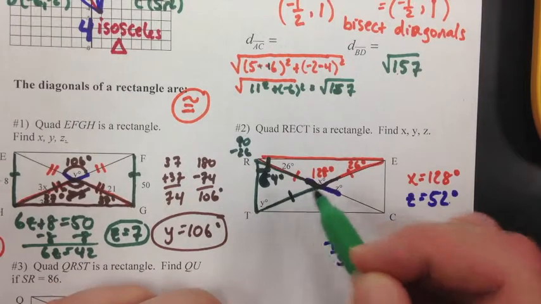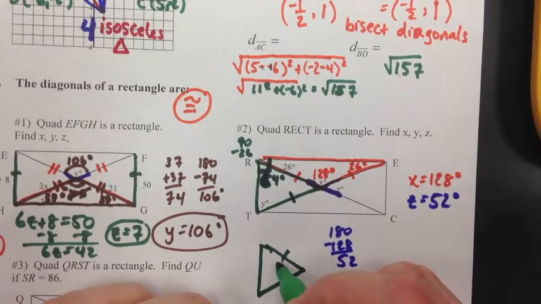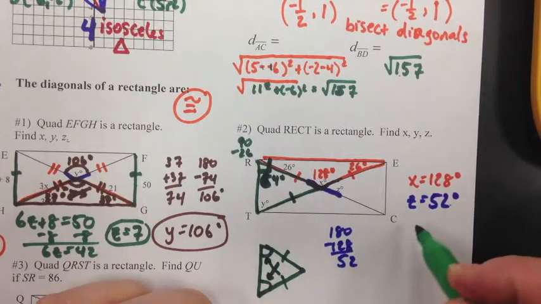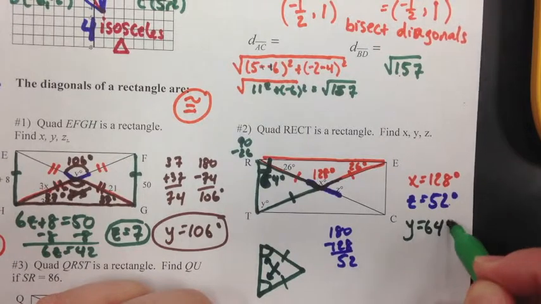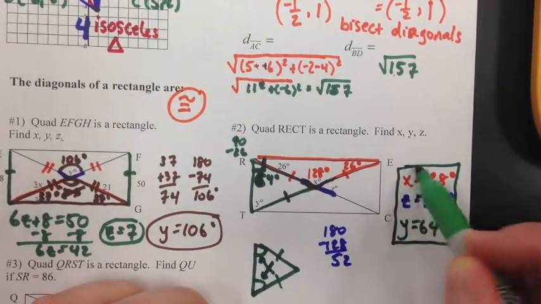This is an isosceles triangle. Okay, let me draw it separately down here. We got that and that. If I draw arrows to the opposite angles, they have to be congruent. So if this is 64, this one's 64, that's the y value, also 64. Okay? So there's our answers for x, y, and z.